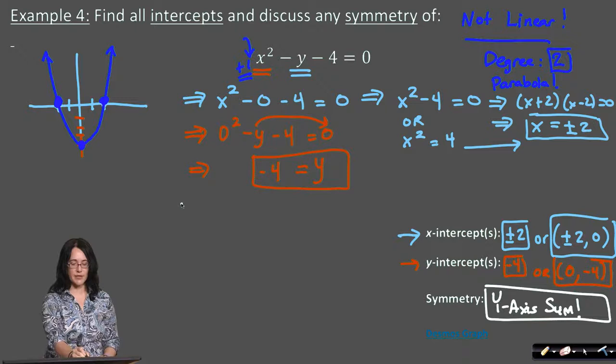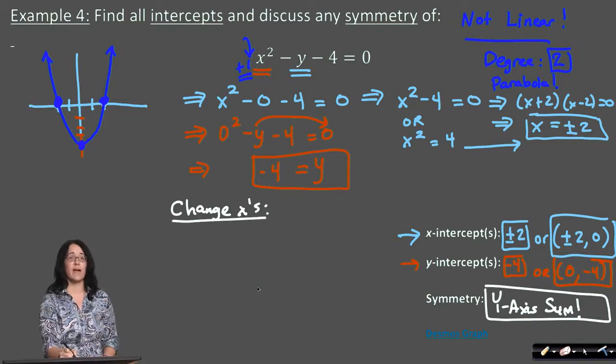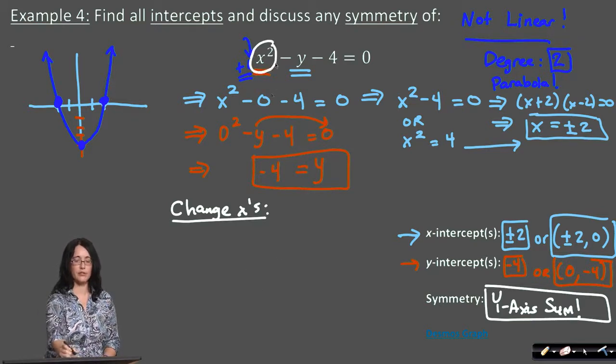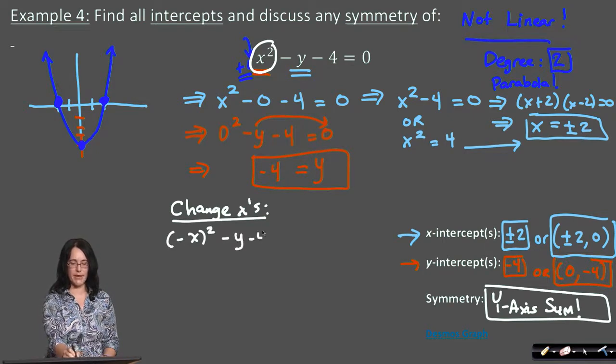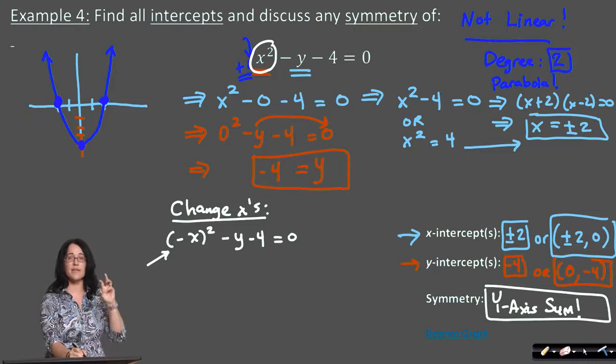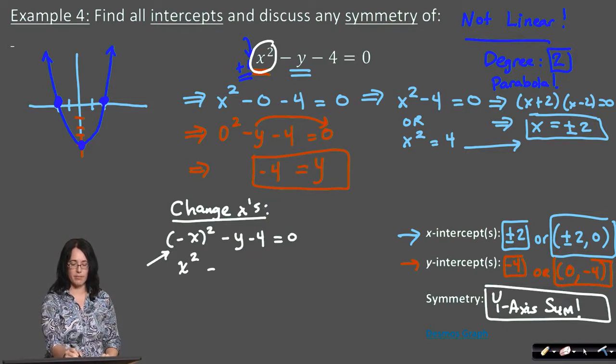So in this case, change the x's and see what happens. If you change your x values, what would that mean here? Well, in the original, you had x squared, but now you would have negative x getting squared, minus y minus 4 equaling 0. So we've changed the sign of our x value. So let's see what happened. A negative times a negative is a positive. So this is the same as just x squared minus y minus 4 equaling 0.